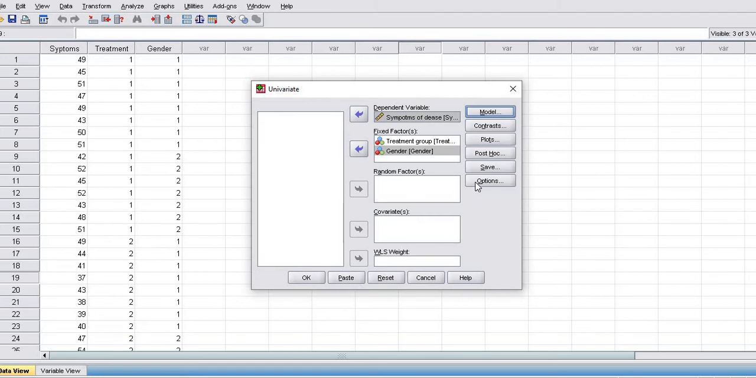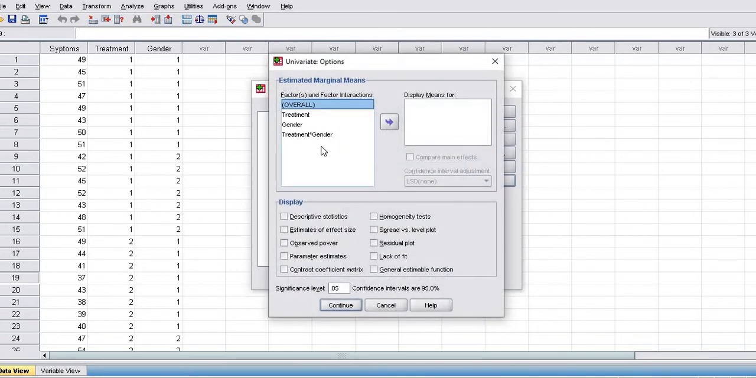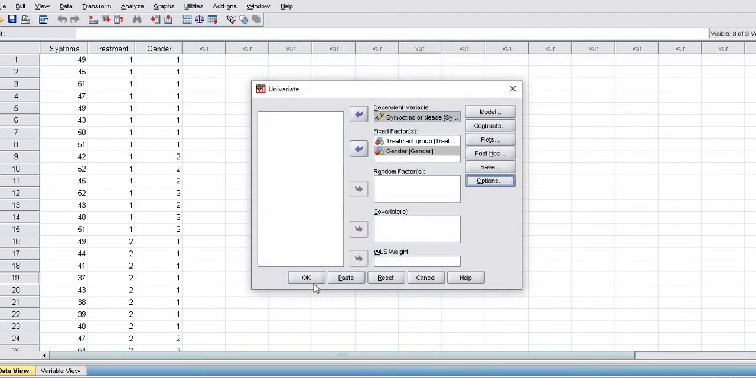Here, options. Overall, treatment, gender, and the interaction of treatment and gender. Compare means, descriptive statistics, estimates of effect size, homogeneity test. Continue. Okay.